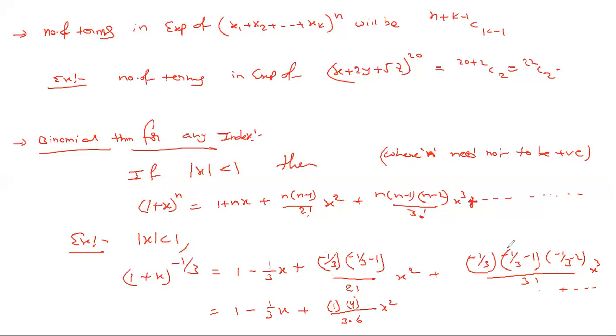Here you can see negative into negative into negative means negative, okay. 1 into 4 into, okay, you'll get 7 divided by 3 into 3 into 6 into 9, okay, x cube positive and so on. Any doubt?